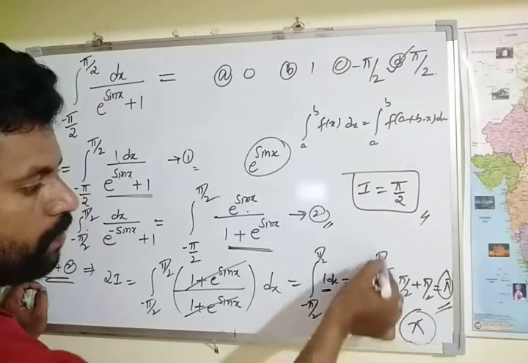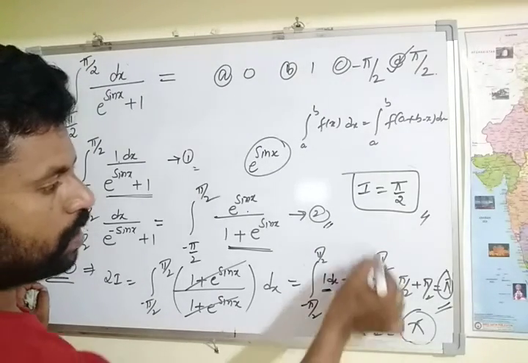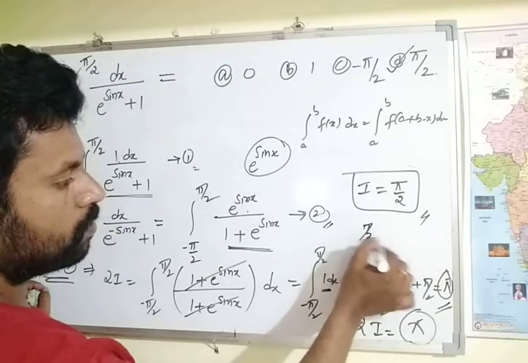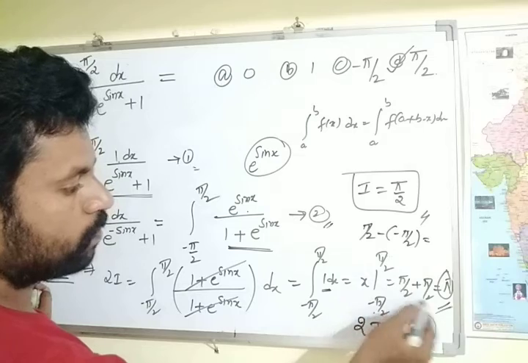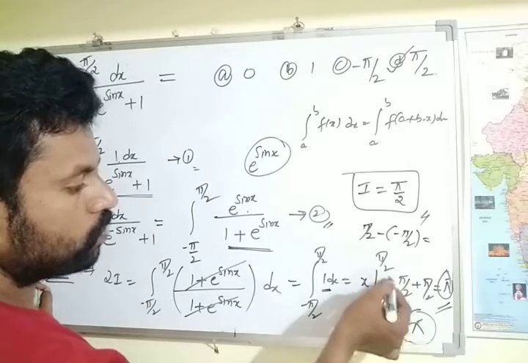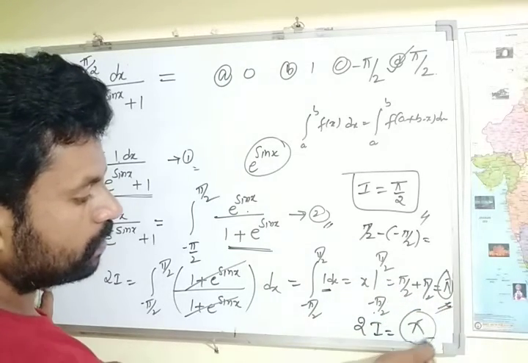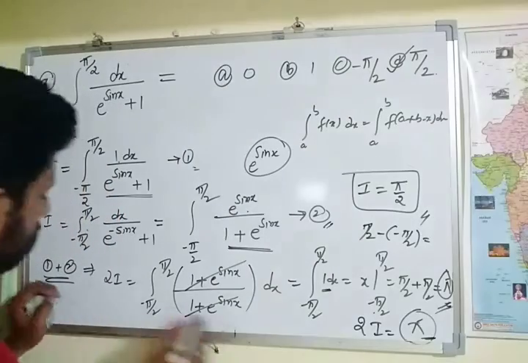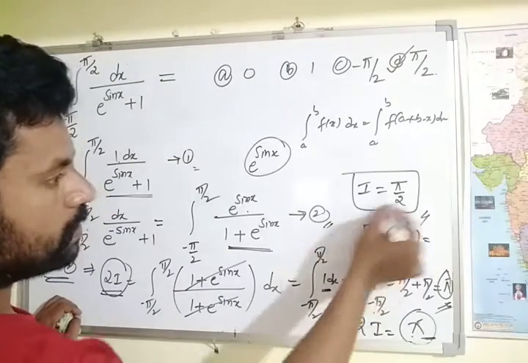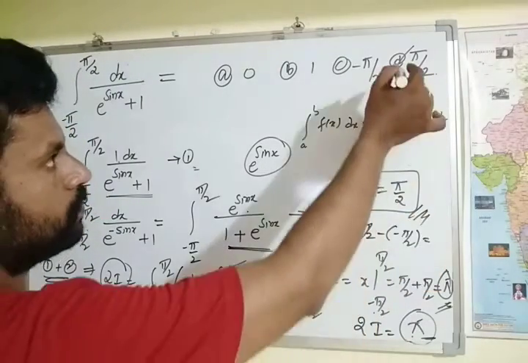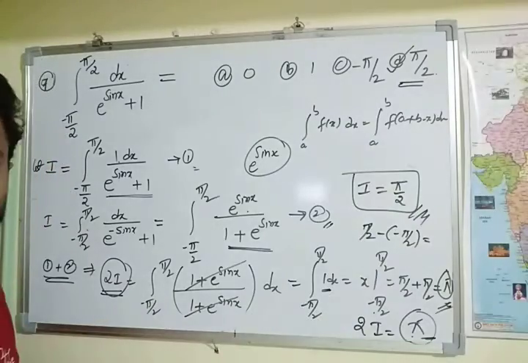We get pi by 2 as the upper limit, and the lower limit is minus pi by 2. Here it is pi by 2 minus of minus pi by 2. Minus into minus is plus, so we get pi by 2 plus pi by 2, which is 2 pi by 2. The 2 gets cancelled, we get pi, the right hand side result. Then on the left hand side we have 2I. 2I is equal to pi, I is equal to pi by 2. Option D is correct.